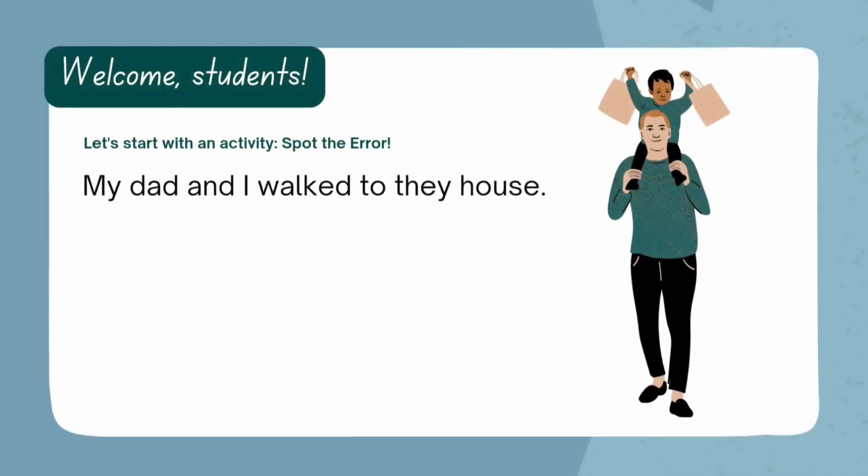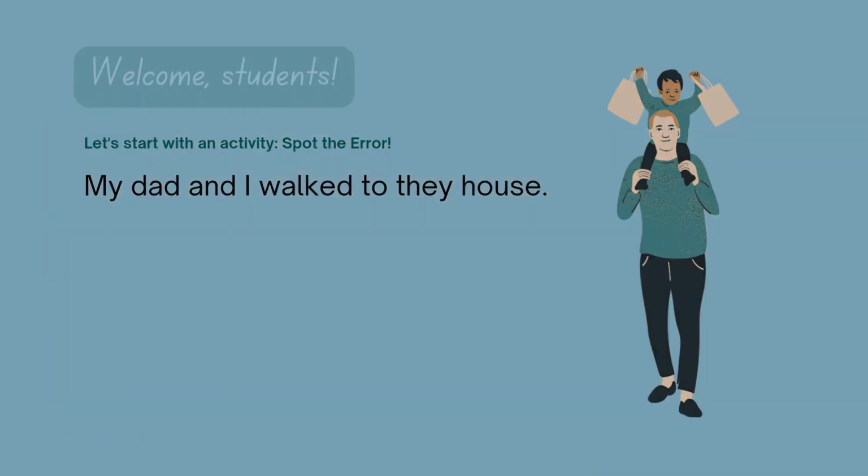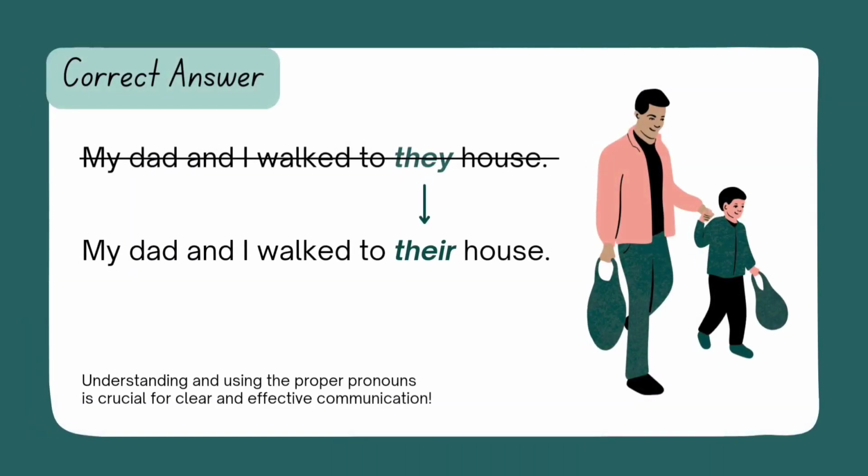So let's start with an activity, spot the error. My dad and I walked to their house. So what is wrong with this sentence? Think about it and share your answer. The correct answer is my dad and I walked to their house.